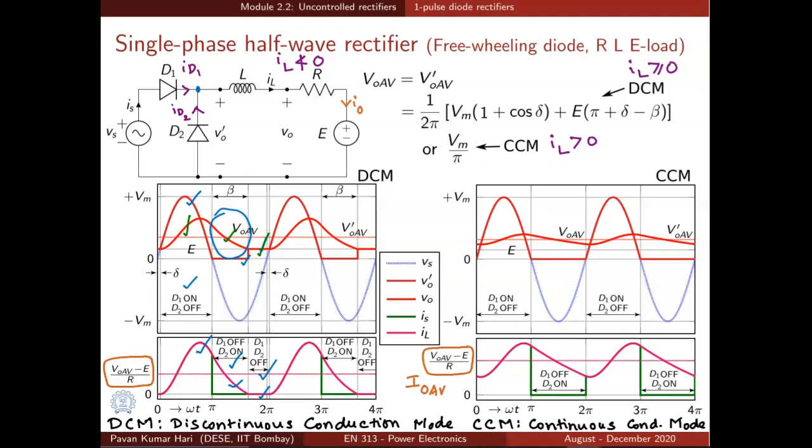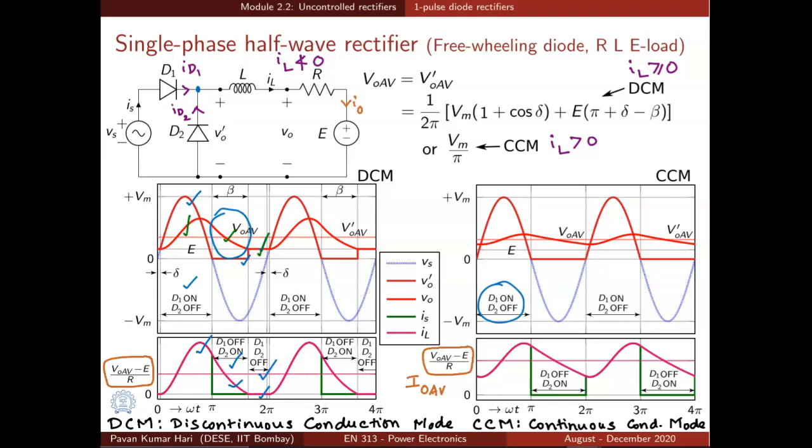In the continuous conduction mode, the state of both diodes being off will not be there because IL has to flow always. So either D1 or D2 should be conducting. That is what is seen in the second figure here.